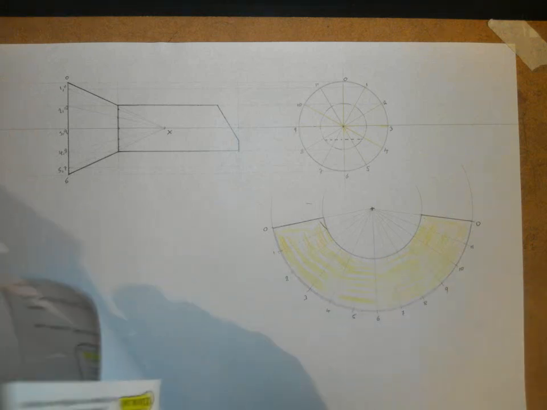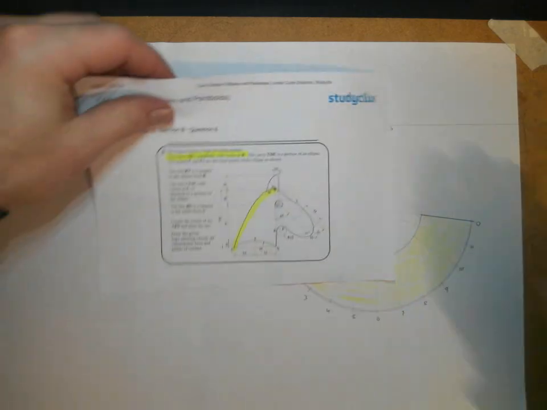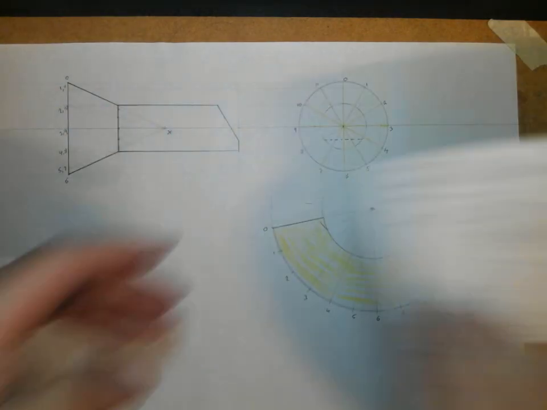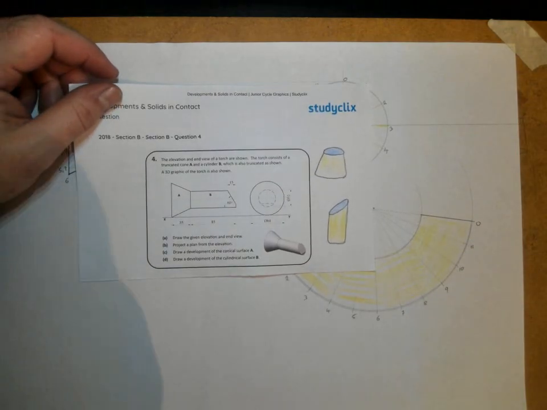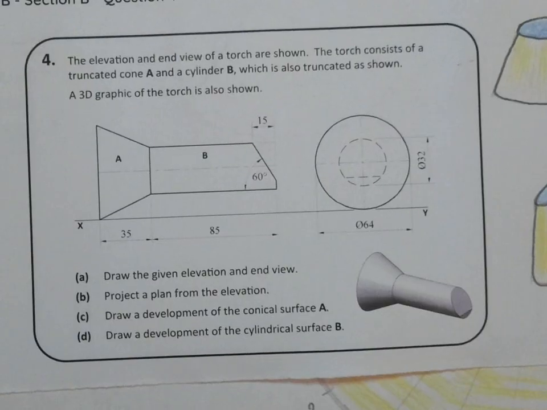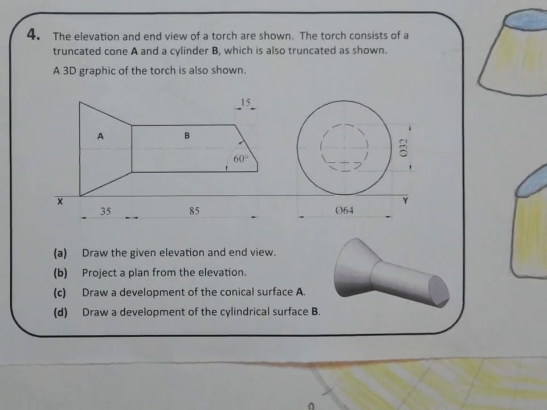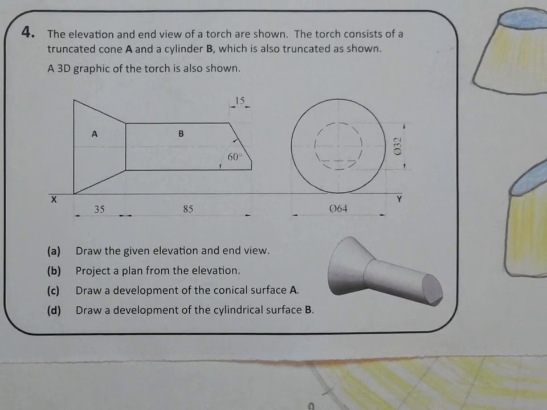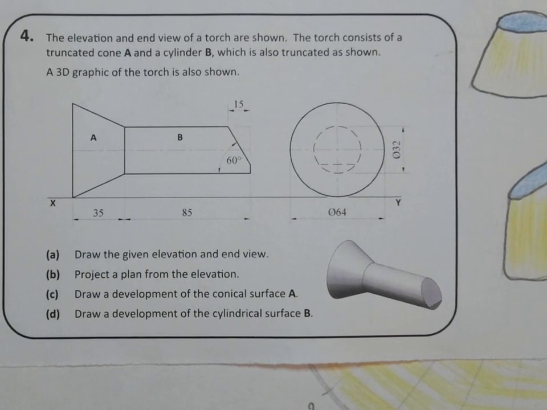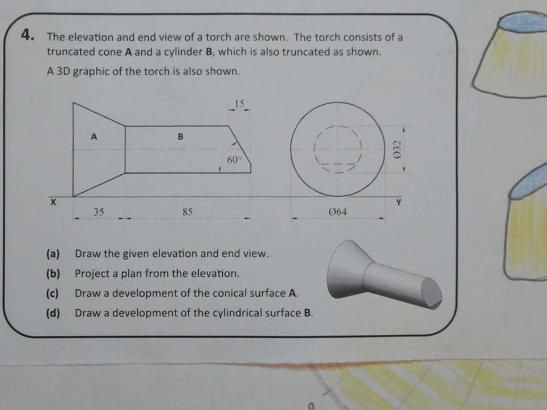In this video we're going to complete the second part of this question, which is to complete the development of the truncated cone and the truncated cylinder. So we already have the cone done in a previous video already on Classroom. This time we need to develop this truncated cylinder.